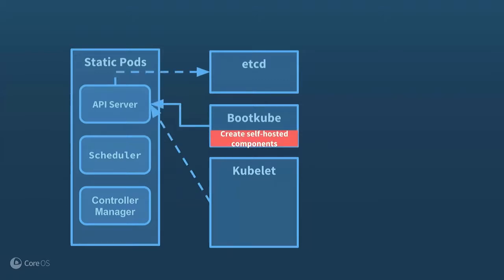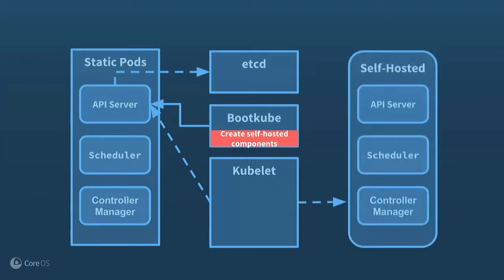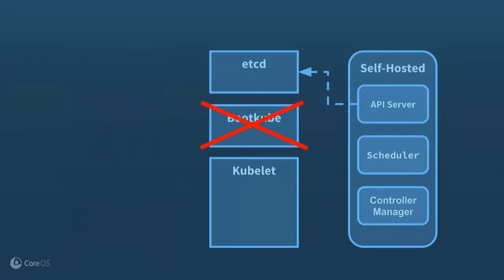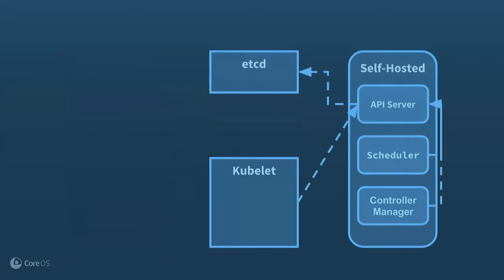Once bootkube detects that this cluster is ready, it creates the self-hosted components by talking to the API server, which stores them in etcd. And then the kubelet, since it is part of this cluster, is notified by the API server that it needs to start these new pods, and so it does so. And so our self-hosted control plane starts running. Once bootkube detects that the self-hosted control plane is completely up and running, it stops the temporary one. At this point, bootkube is done. The self-hosted control plane is talking to etcd, and the kubelet joins the cluster talking to the self-hosted control plane.